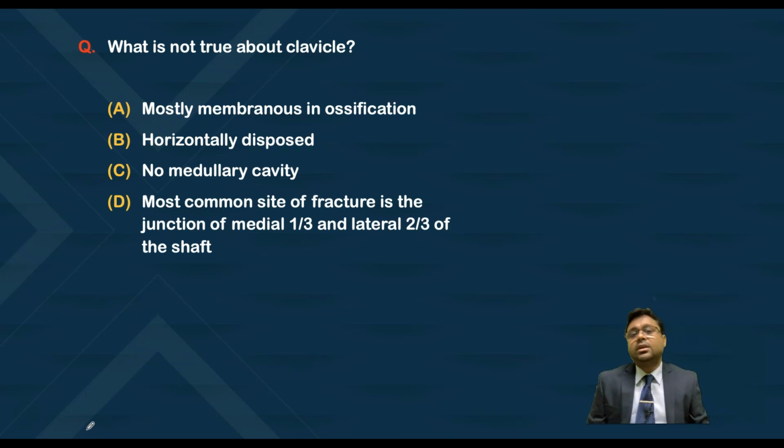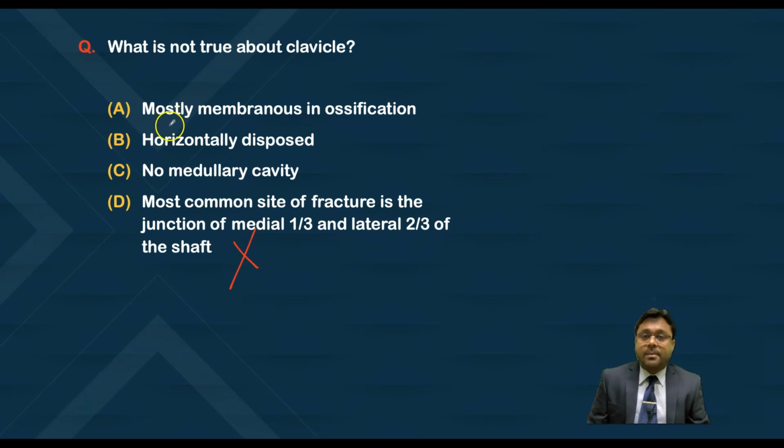Now, let us talk about the important questions about the clavicle. Let us figure this out. It's an MCQ sort of thing. What's not true about the clavicle? It's mostly membranous ossification, horizontally disposed, no medullary cavity. The last point is the most common site of fracture is the junction of medial one-third and lateral two-third of the shaft. So obviously this one is the odd one out. That's incorrect, because the junction of lateral one-third and medial two-third of the shaft is the weakest point of the bone, and that makes the fracture most common at this particular site.